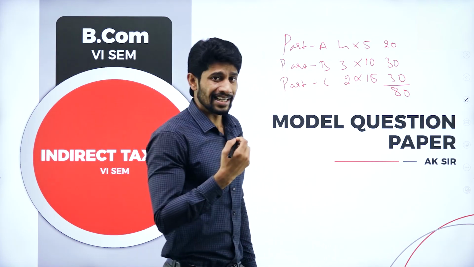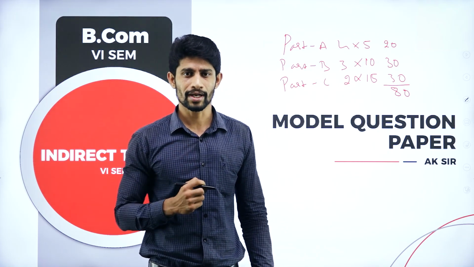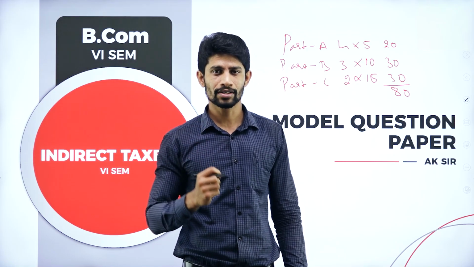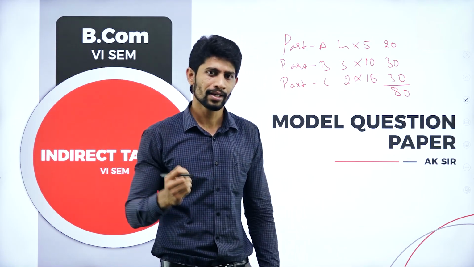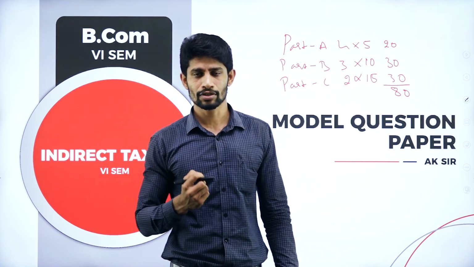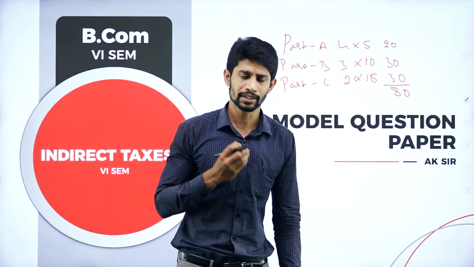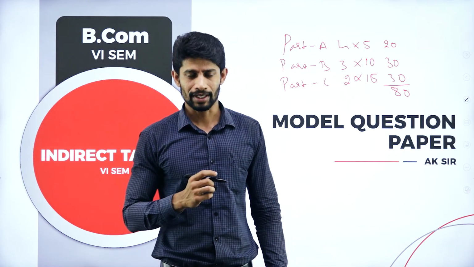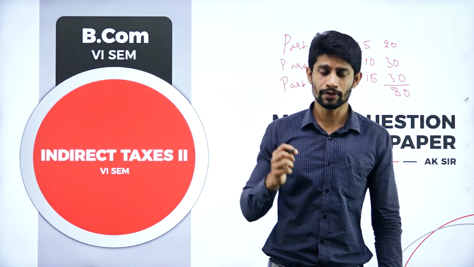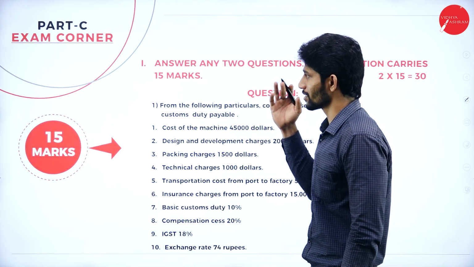In part A they will be asking 4 questions which carry 5 marks each, totally 20 marks, and in part B they will be asking 3 questions which carry 10 marks each, so 30 marks from part B. Part C, 2 questions which carry 15 marks each, totally 30 marks in part C. The total weightage for the paper is 80 marks. So let us start with part C, because they will be asking questions for 15 marks. That is why we start with part C.